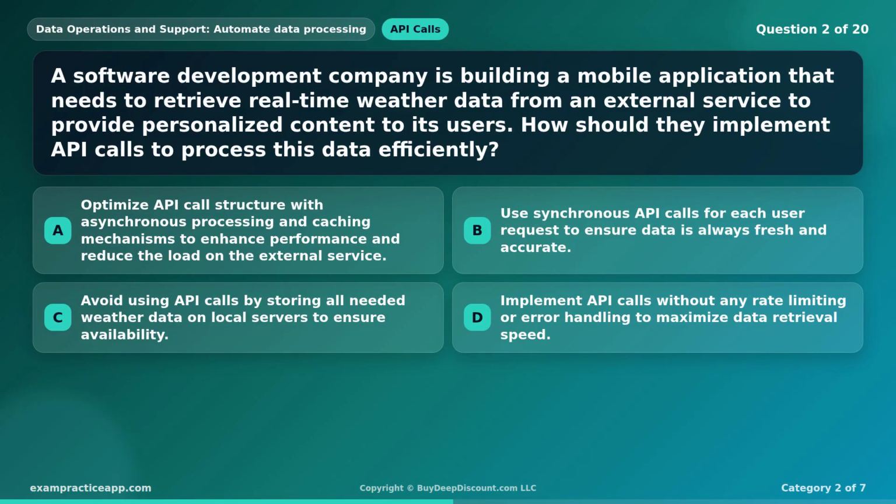Take a moment to choose your answer. The correct answer is option A. Optimize API call structure with asynchronous processing and caching mechanisms to enhance performance and reduce the load on the external service.